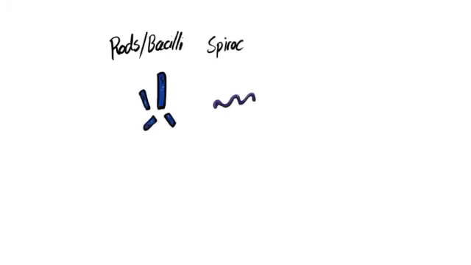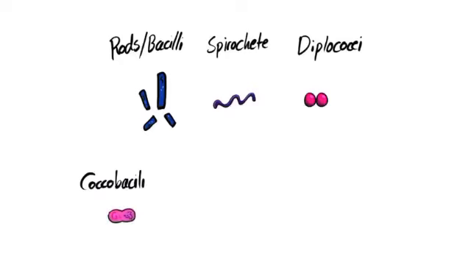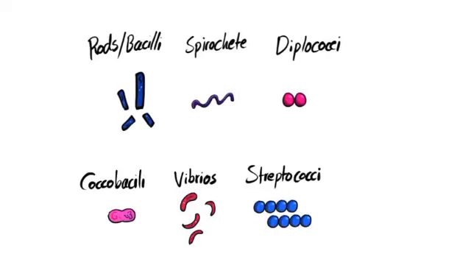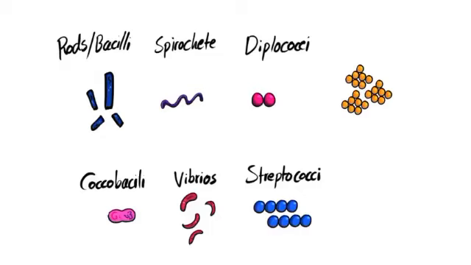Other than cocci, the round cells, we have rods or bacilli. And then we have spirochetes, which are curved. Then diplococci, which is basically 2 round cells. Then coccobacilli, which is a mixture of both a rod and a round cell. Then vibrio, which is a curved rod. Then streptococci, which are cocci in chains. Then the staphylococci, like we mentioned in our example, which are large cocci in irregular clusters. And then tetrads, which are cocci in a packet of 4, from tetra, which means 4.